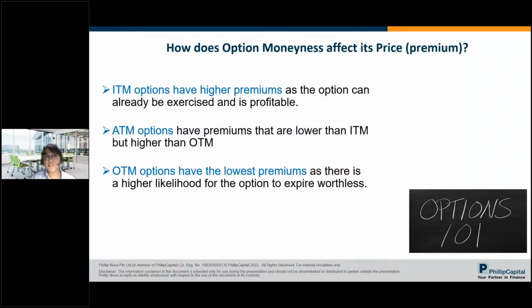So how does all this option moneyness actually affect its price or its premium? Typically, in the money options will have a higher premium because these options can already be exercised at a profit. You can essentially just buy the option and then exercise it, and then receive a positive payoff. At the money options as well as out of the money options will have a lower premium because there's a higher likelihood that the option will expire worthless. The option could still be very far away from being in the money, for example.